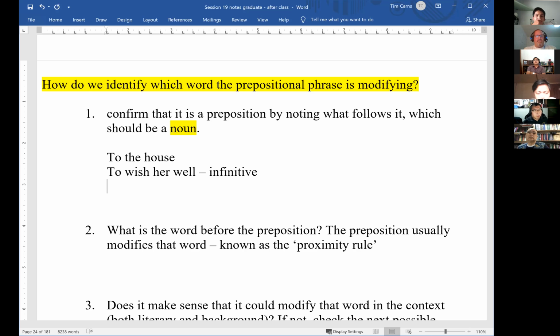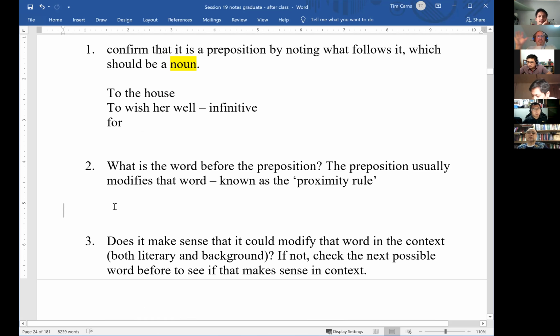So all you're doing is looking at what follows the word and making sure you have a preposition. Sometimes, like that word "for" I told you about, that one often can function either as a preposition or a conjunction. So we need to pay attention. All right. And once you confirm that you have a preposition, the first step is to look after the preposition to see if it's a noun. That tells me I have a preposition.